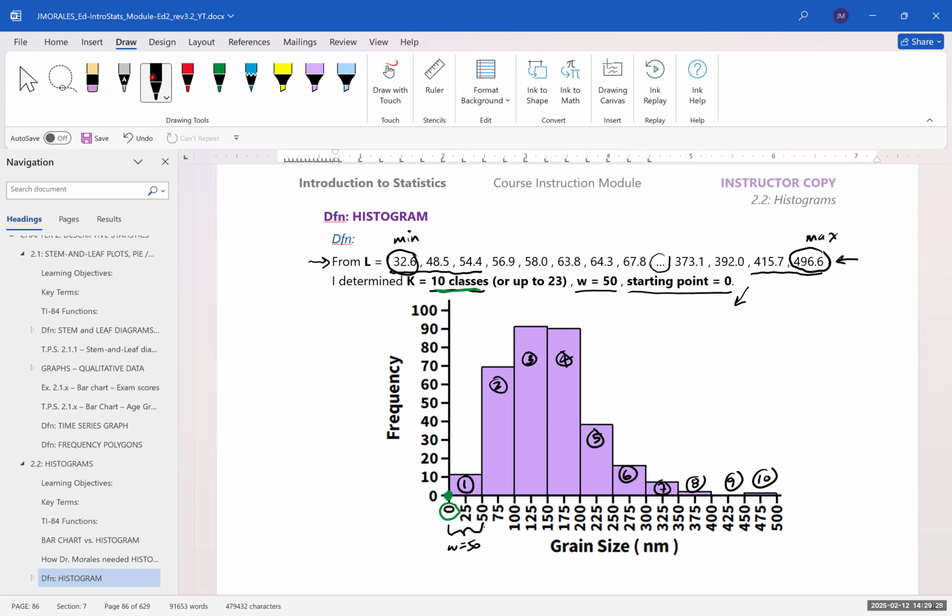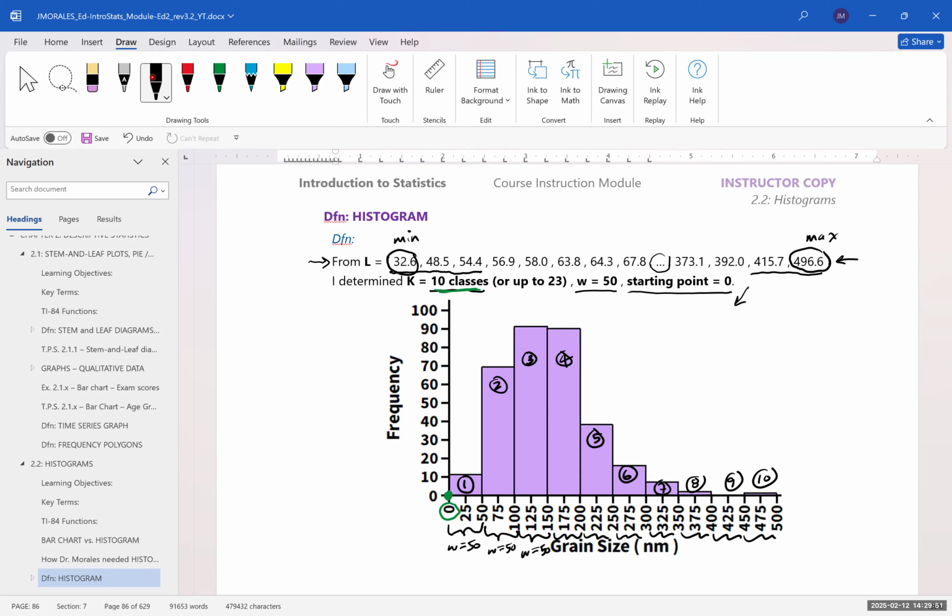The second one goes from 50 to 100. Again, that's a width of 50. From 100 to 150, that's the width of the third class. And then the fourth class, and so on, each is 50 wide.